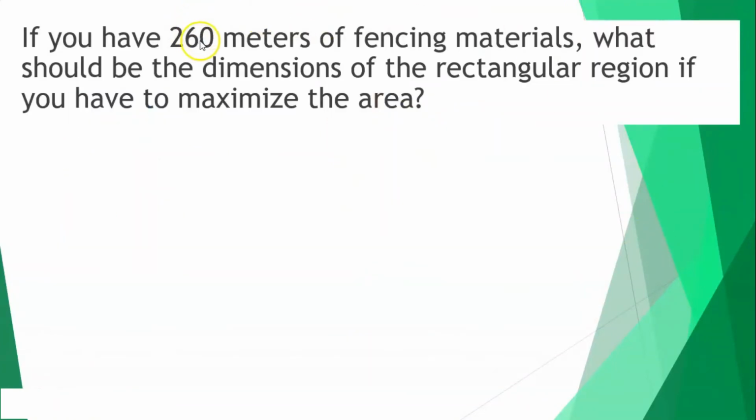Now, if you have 260 meters of fencing materials, what should be the dimensions of the rectangular region if you have to maximize the area? Take note, in the first part of the sentence you have 260 meters of fencing material, so you're talking about perimeter here. Perimeter is twice the length plus twice the width. The fencing material is 260 meters. Substituting, you will end up with this. Again, this is your constraint equation.